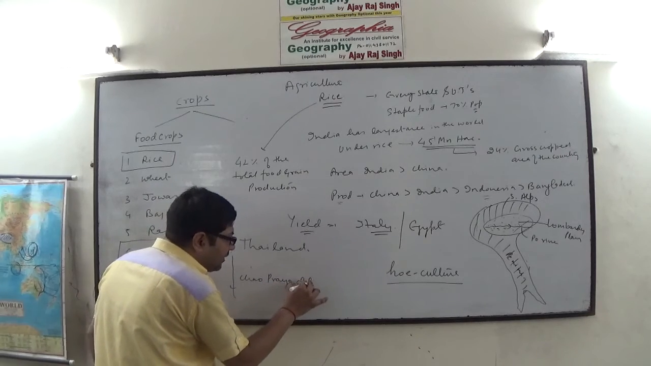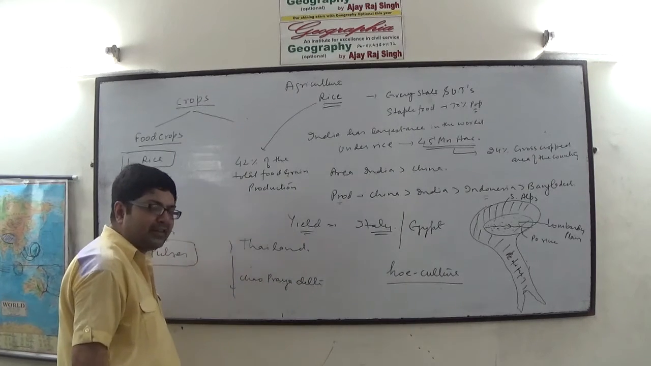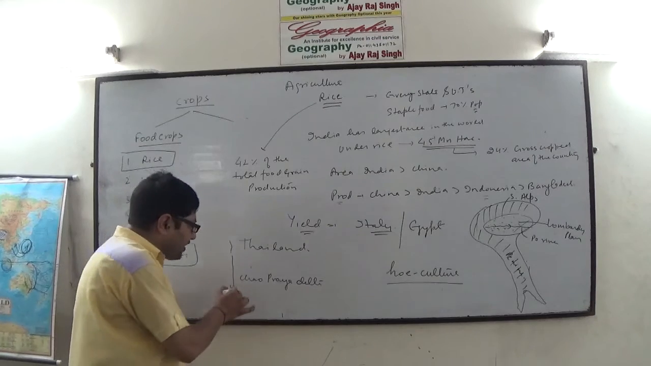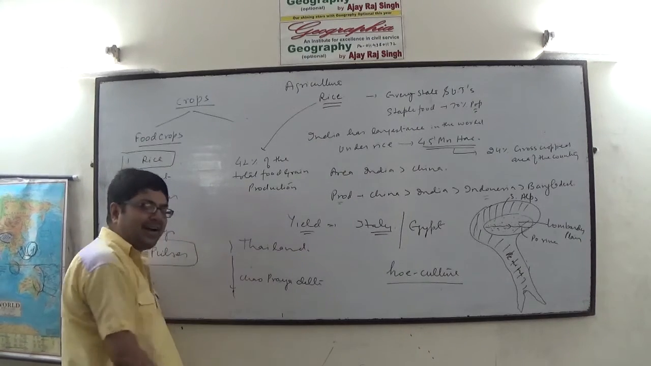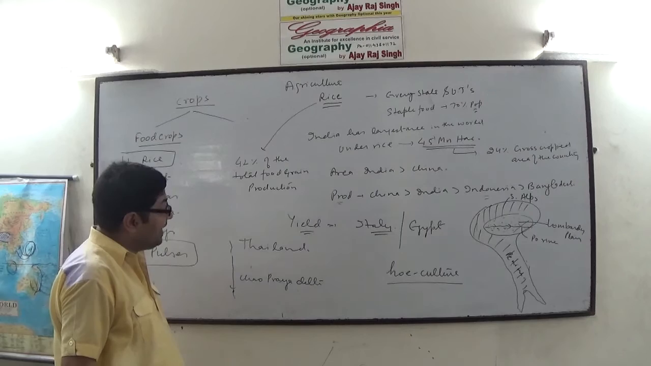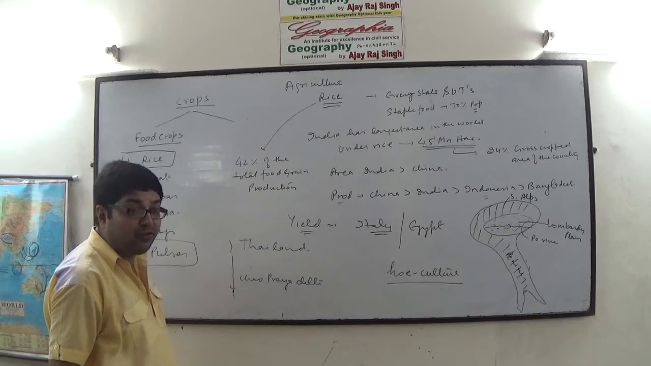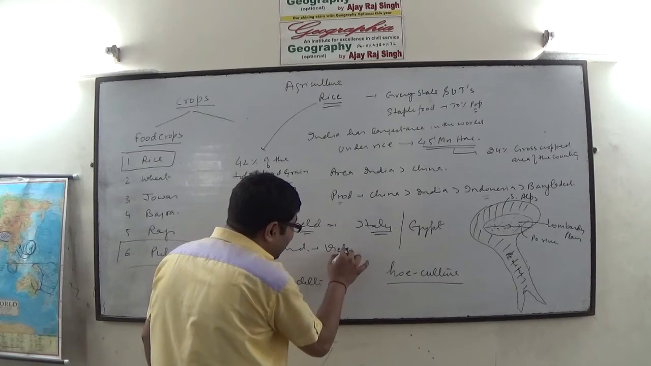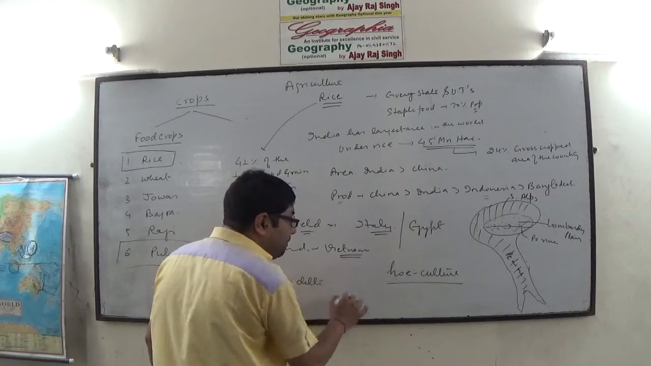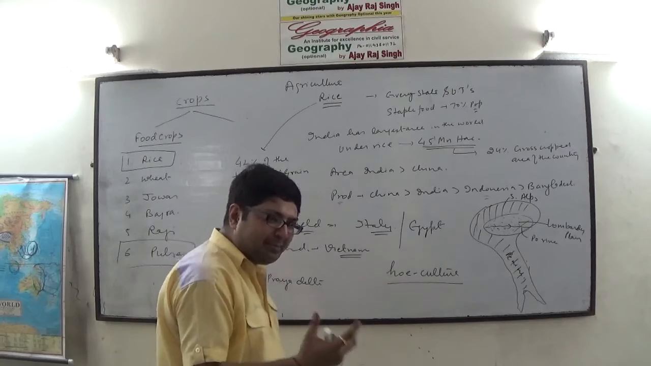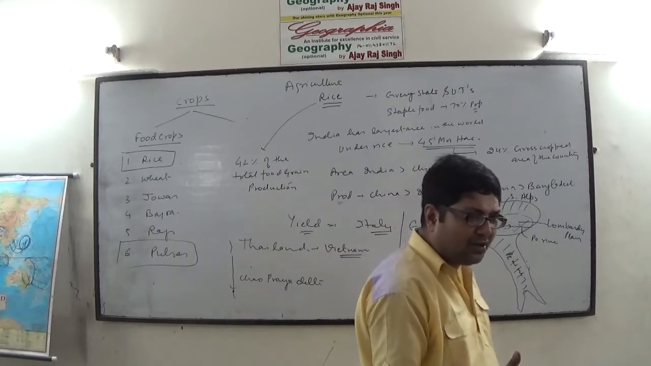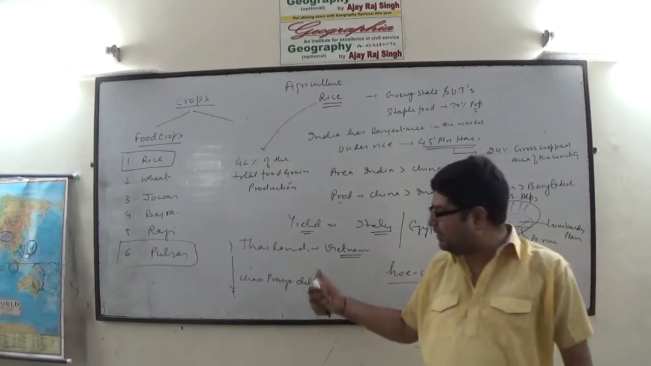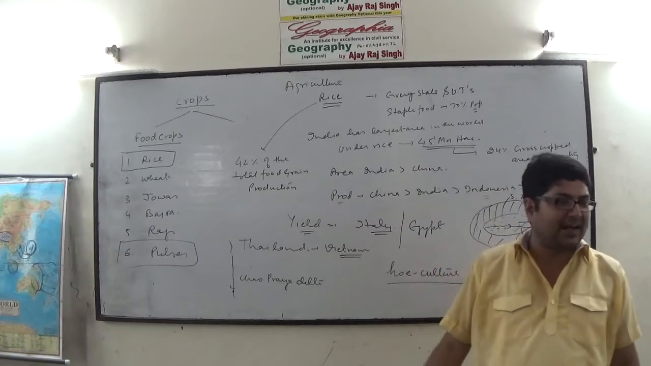Chao Phraya Delta. Chao Phraya is the main river of Thailand. Bangkok is located on this river. Chao Phraya Delta is famous for rice cultivation, and Thailand happens to be the largest exporter of rice, followed by Vietnam. And in Vietnam, it is the Mekong Delta, Ho Chi Minh City, Mekong Delta, that is famous for rice cultivation. That happens to be the second largest exporter. Then comes India.